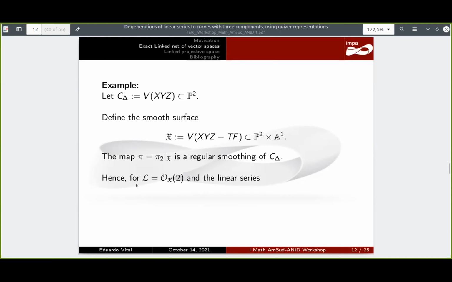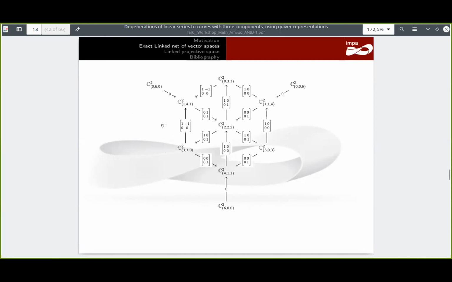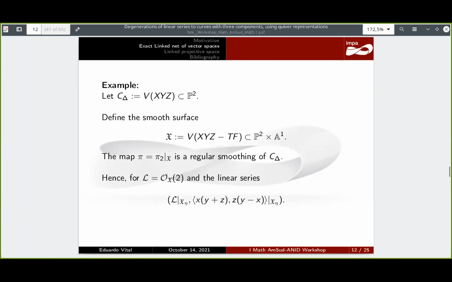Thus, we consider the sheaf of conics and the following linear series: a pencil of conics restricted to the generic fiber of this smooth surface, right? Here is our L on the definition of the motivation, right? And we obtain the following exactly linked net of vector spaces from this degeneration. Here is the moot degree of each line invertible sheaf. For example, here at 222 is the moot degree of the sheaf of conics, right?